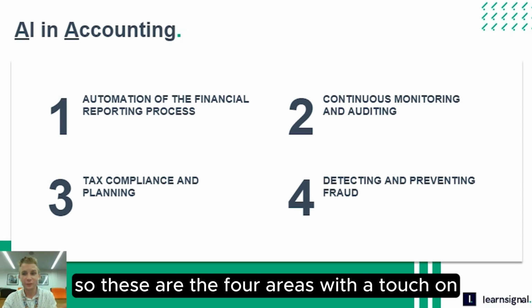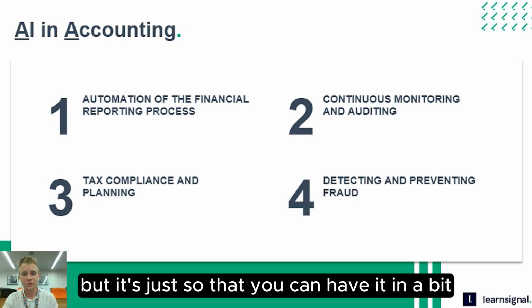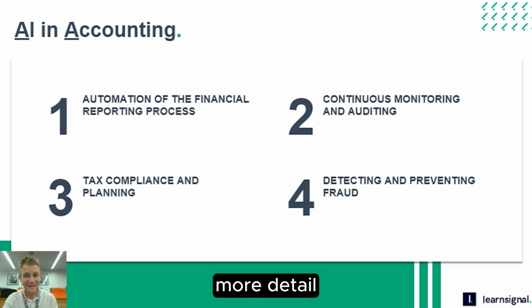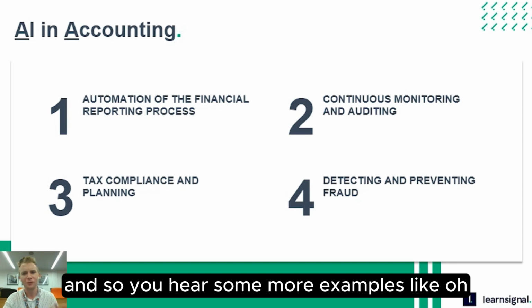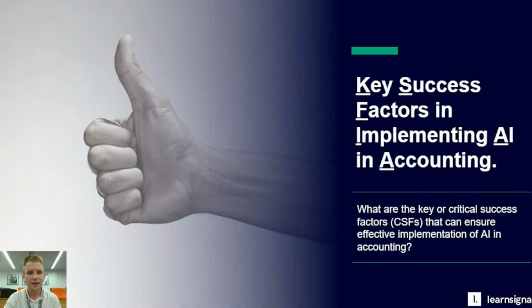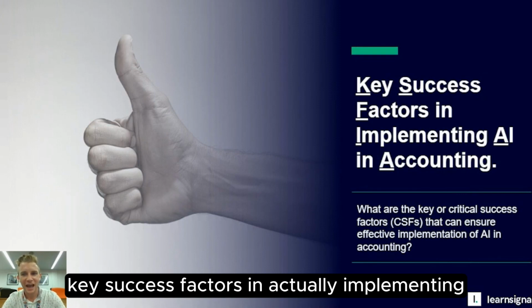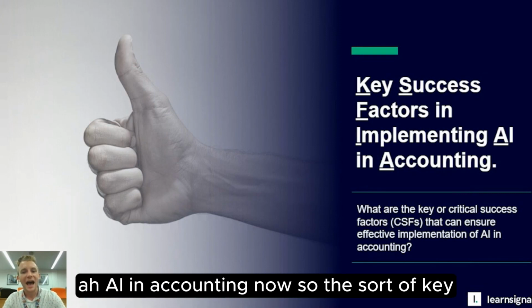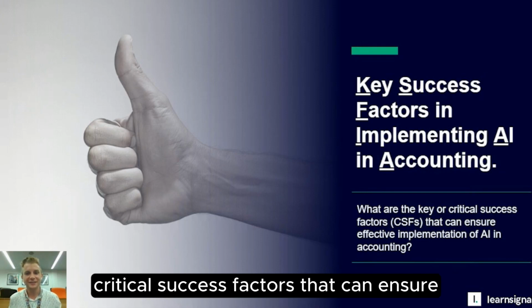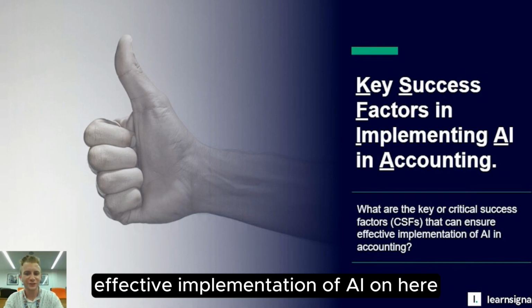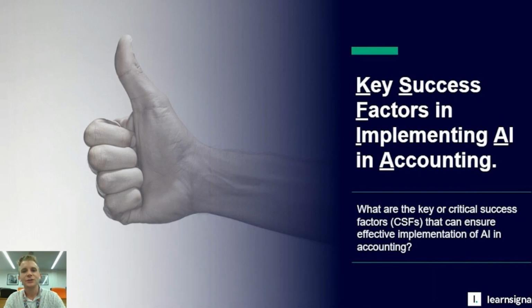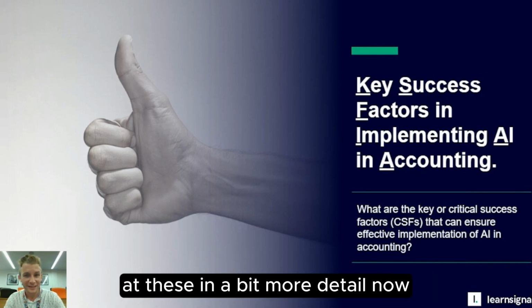So these are the 4 areas we're going to touch on, but it's just so that you can have it in a bit more detail. And so you hear some more examples like, oh, I didn't consider that. We now also have key success factors in actually implementing AI in accounting. The sort of key critical success factors that can ensure effective implementation of AI on here. So we're going to have a look at these in a bit more detail now.